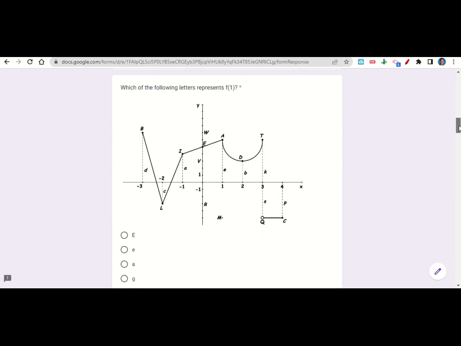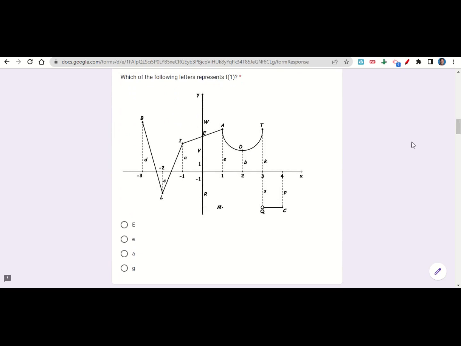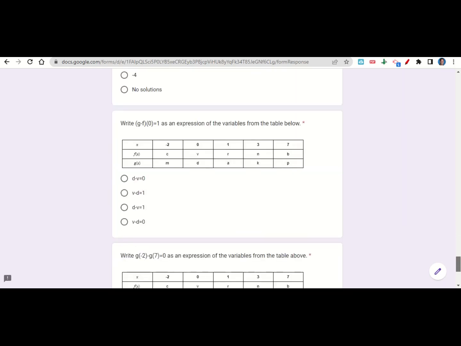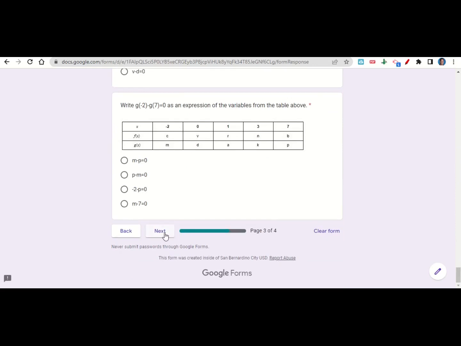Then we'll go ahead and go to the next one. It says, which of the following letters represents f of 1? So that means when x is 1, what is y? Well, it's right here. So f of 1 is just this part right here, which is e. So lowercase e. And we'll continue to answer each of these questions until we get to the end of the assignment. When you get to the end of the assignment, go ahead and click next.